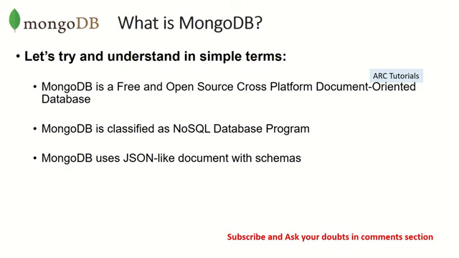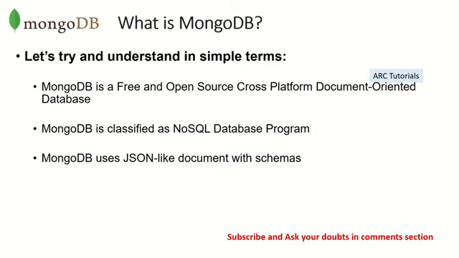Document-oriented database, because we have learned in the previous slide that it's a NoSQL database, which means there is no concept of relations or tables or rows or columns. It's a flat document, and a document is nothing but a JSON object, a JSON-like document. MongoDB is classified as a NoSQL database program, so it's one example of a NoSQL database.